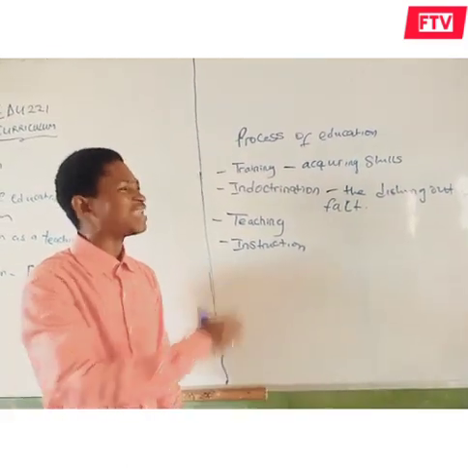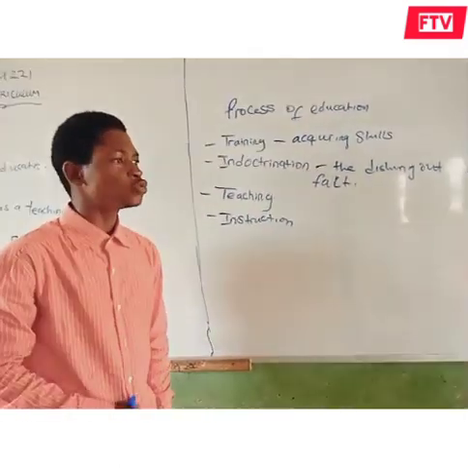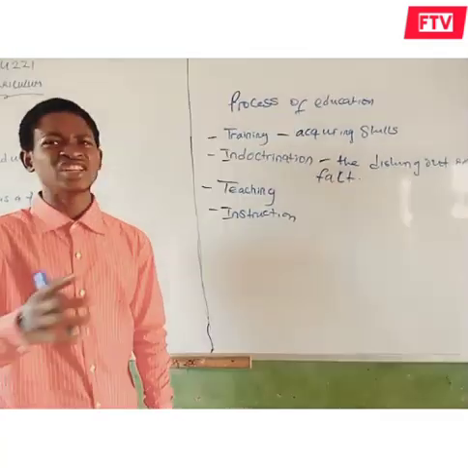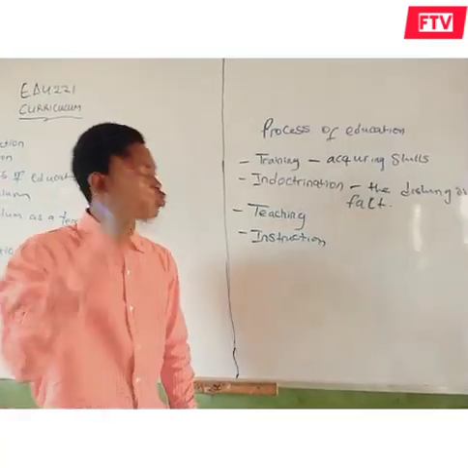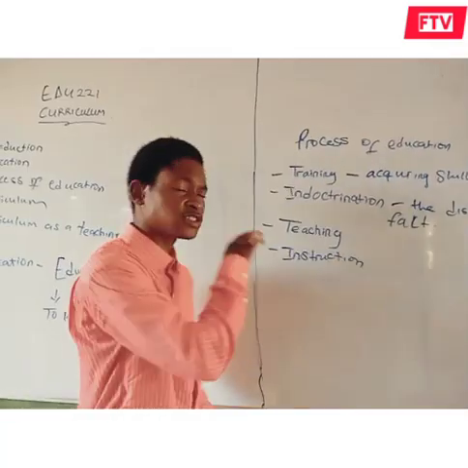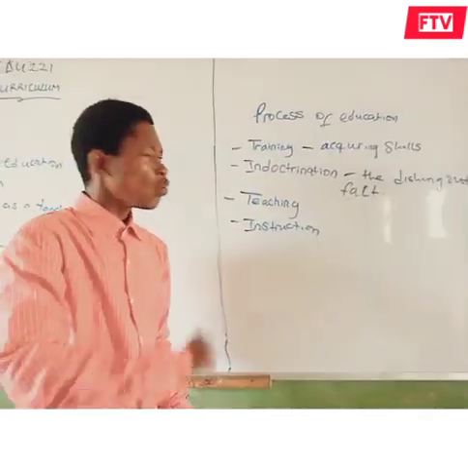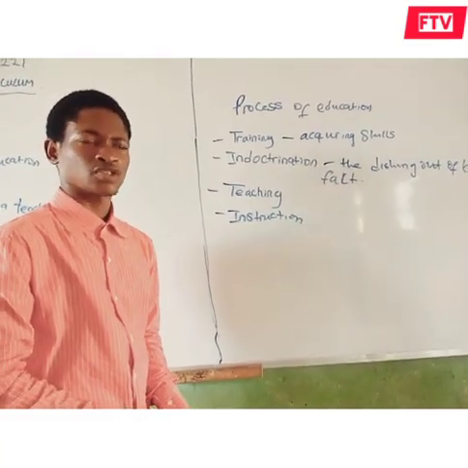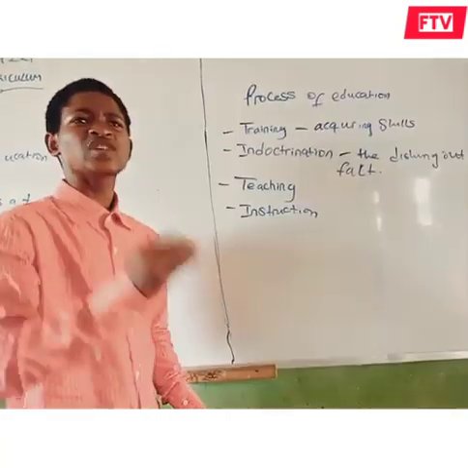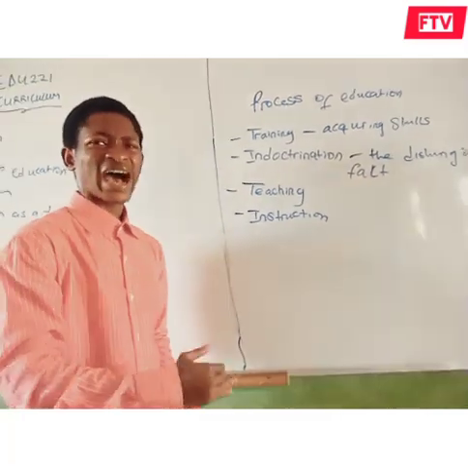So we say that people can learn things through doctrine, where the teacher will have to tell you some things, and you have to believe the teacher without questioning the teacher. Now we go to the next one, which is teaching. It is the most complete process of education. Why did I say that it is the most complete process of education? Because it involves a two-way affair. The teacher and the learner.